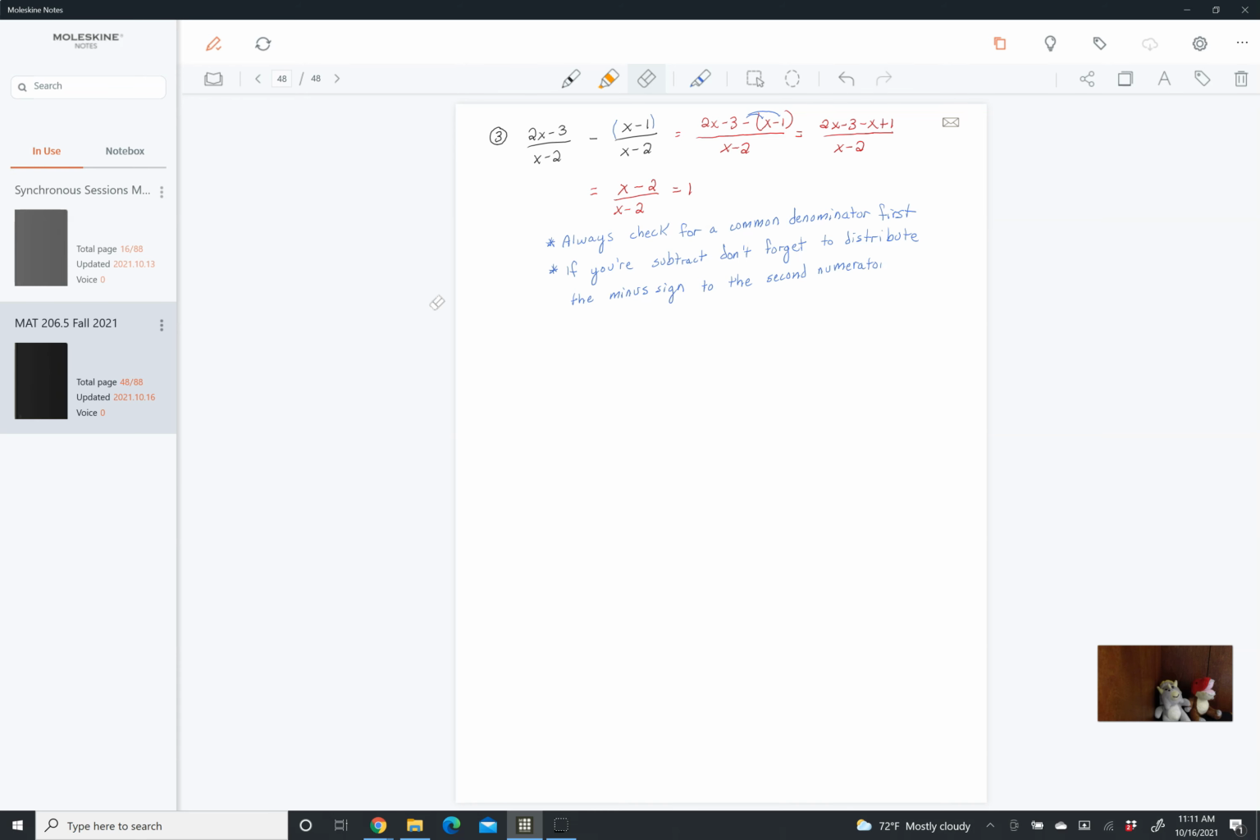You wouldn't distribute it to the denominator because then you would have a negative 1 over a negative 1, which is a positive 1. Okay, so don't forget to distribute. Biggest mistake that people make when subtracting. Okay, so let's keep going.